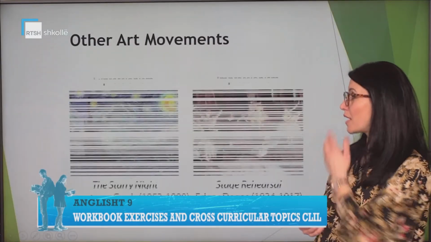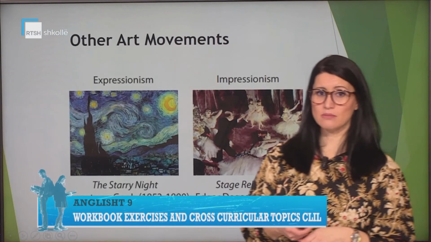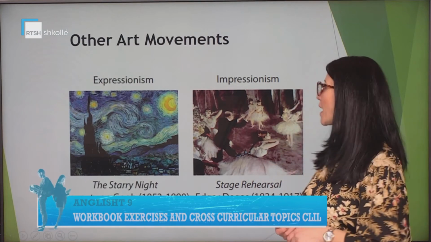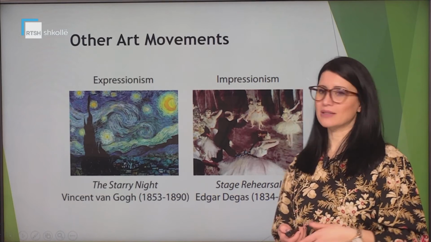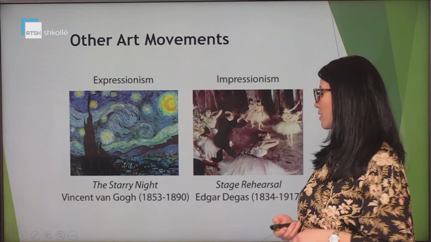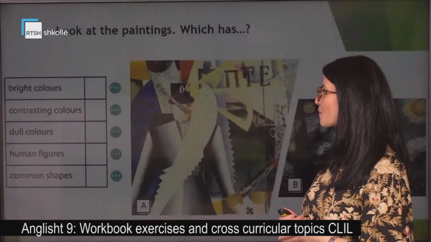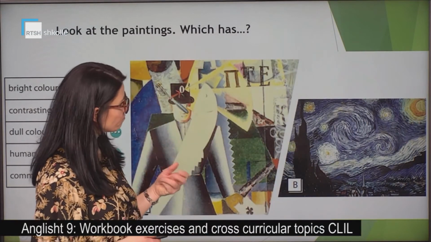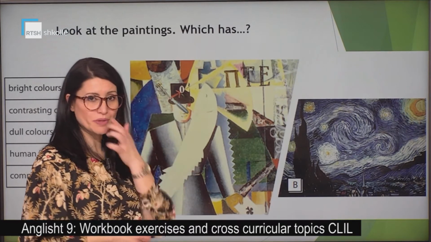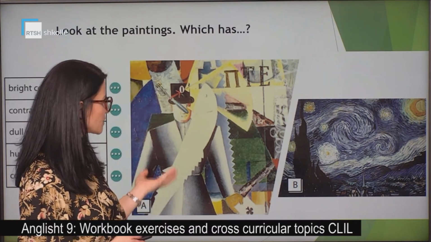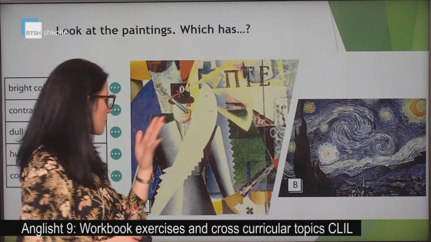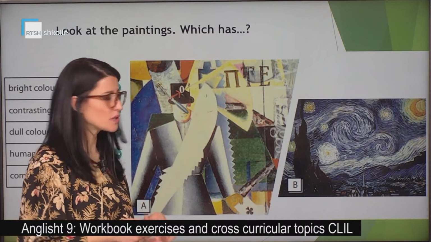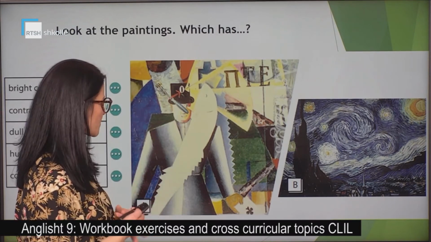Then we have other art movements as well: Expressionism, which is represented by The Starry Night, painted by Vincent van Gogh, and Impressionism, which is represented by Edgar Degas' Stage Rehearsal. Have a look at these two paintings. Think of the colors. What do you think of them? Which of them has bright colors or dull colors? Think of the shapes. In which of them can you see human figures or common shapes?